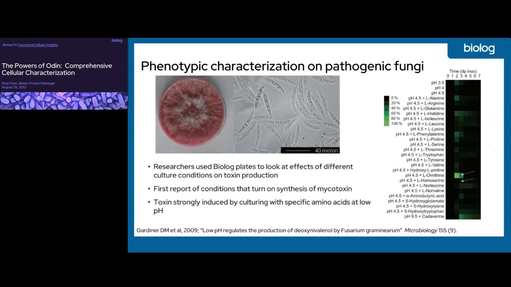So this is a really nice example of how fast it is with these Biolog plates and instrumentation to be able to screen through many conditions at once and quickly find the conditions that lead to something that you're looking for. In this case, the phenotype was increased toxin. And of course, being able to understand the environmental conditions that lead to increased toxin production is very important to be able to better manage the storage of these grains and to come up with new strategies to control the harm that they cause. So this is just one example of many that are out in the literature.